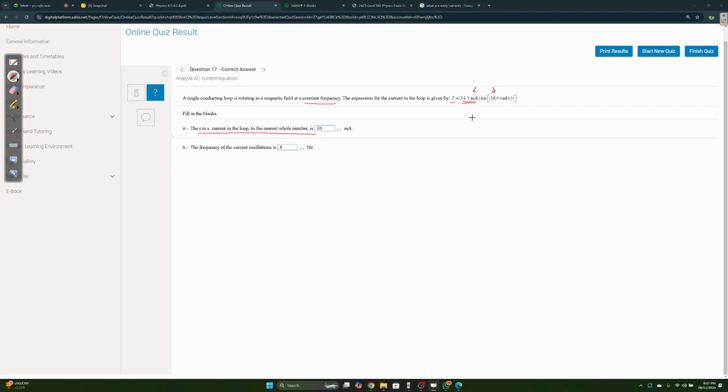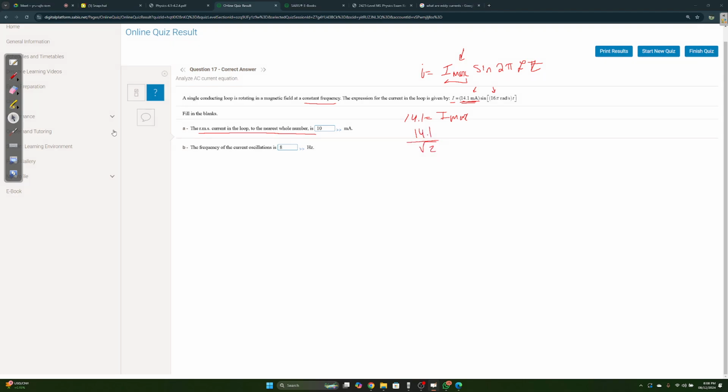Not 14.1. People say, why is it 14.1? No, the formula doesn't say IRMS. The formula says Imax sine 2 pi f t, with t small. It gives you Imax. So this 14.1 is Imax, and I want IRMS. How do I find it? I do Imax divided by root 2.